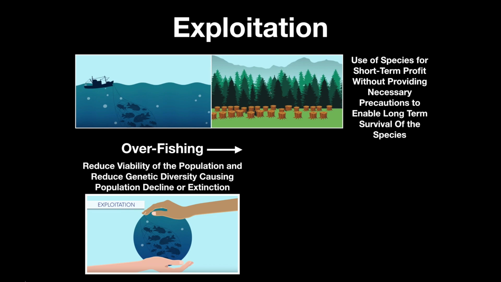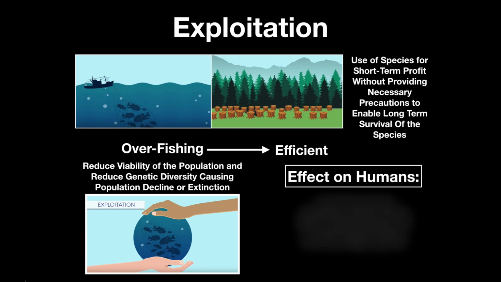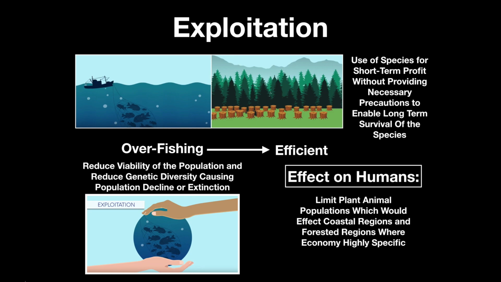Now, the reason overfishing is an issue is because now with mechanized fishing techniques, we've become very efficient at collecting fish. But we have to make sure that we're careful about this because it does have an effect on humans. It can limit plant and animal populations, which would have an effect on coastal and forested regions where their economies are very, very specific.